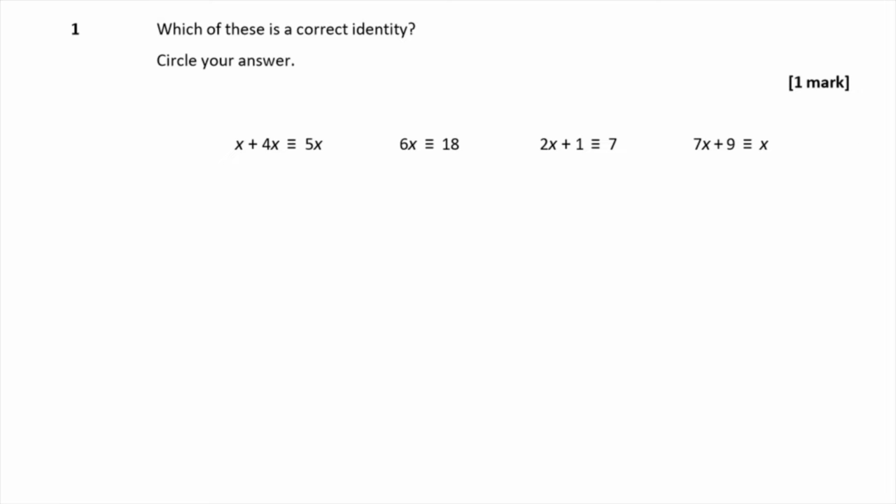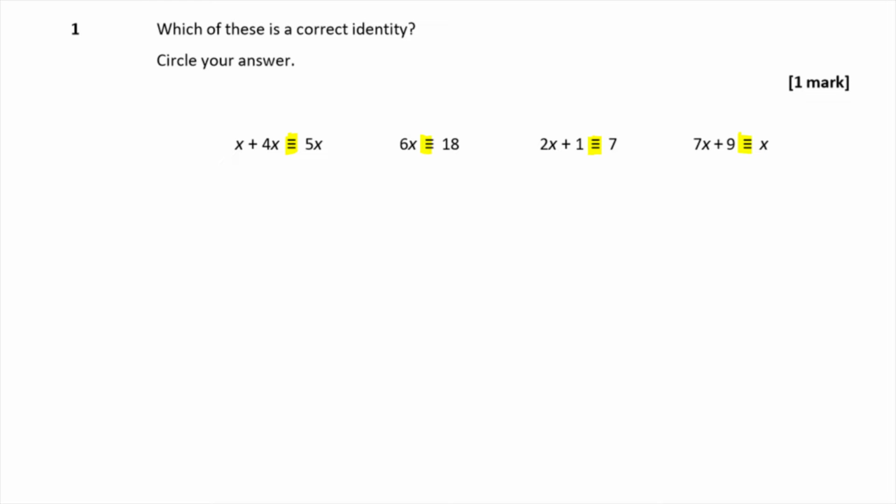Which of these is a correct identity? Circle your answer. Now you can tell these are identities, not equations, because of the triple equals sign in the middle. What is the difference between an identity and an equation? An equation is true for 1 or 2 or 3 or some values of x, whereas an identity is true for all values of x.